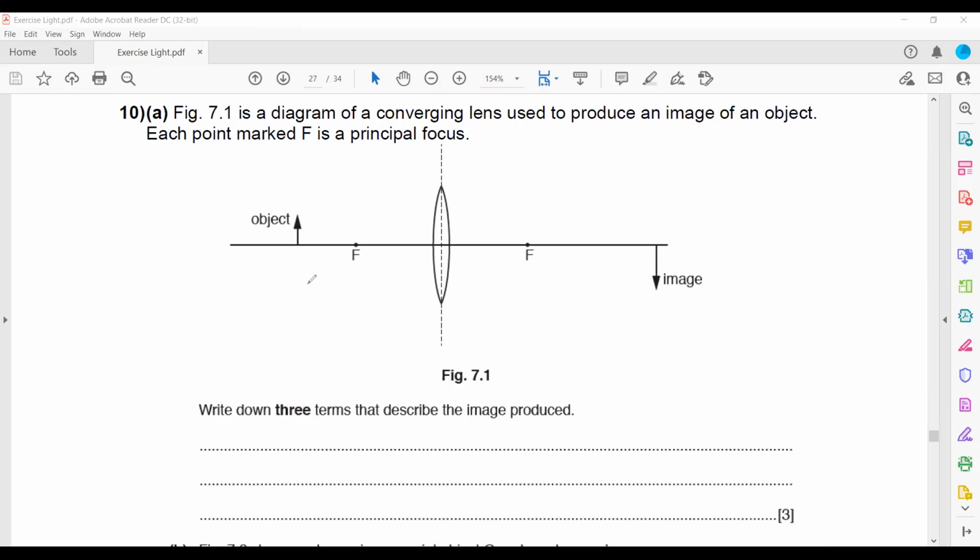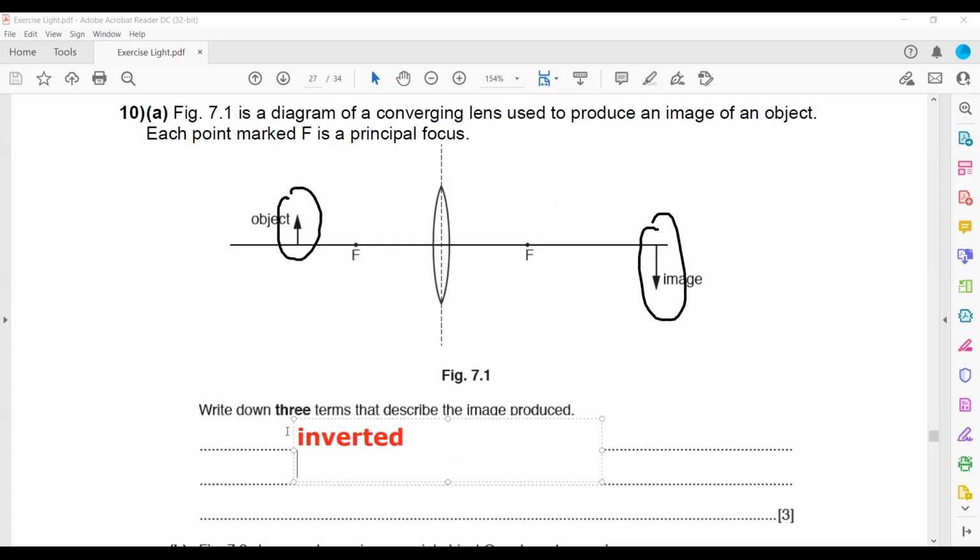So look, here is an object, and the image is produced upside down. Whenever an image is produced upside down, it always means it is a real image. So it is inverted first. That is one thing. It is real. Real images are always inverted in a convex lens, and when you compare the size of the image with the object, the image appears to be larger. So the image is larger than the object.